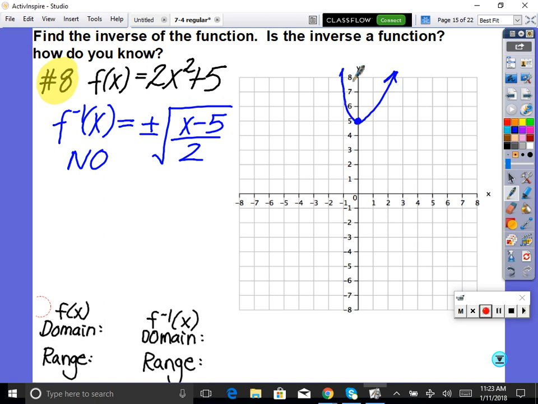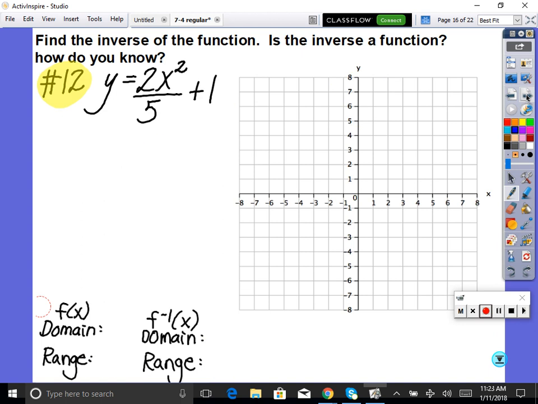I don't even care how perfect the graph is, so that will not affect the domain and range, and we know it's up 5. So what did you say the domain of the original was? All real numbers. Therefore, the range on my inverse is all real numbers. What's the range of my original? 5 to infinity. You're right. Therefore, my domain must be 5 to infinity. You guys are awesome. Let's do another one by yourself.